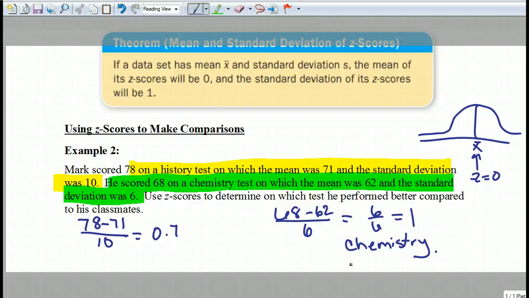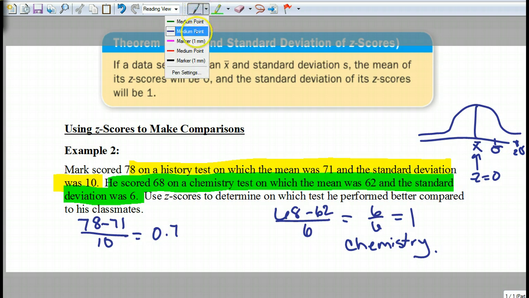So in this case, here's your first standard deviation right here, and here's your second one here. That's supposed to be a sigma. So, Mark on the first one scored somewhere right in here, and on the second one he scored right on the first sigma. So he did better on it.